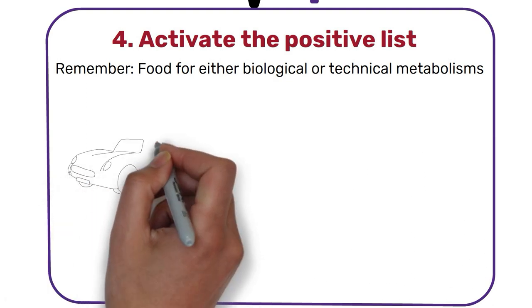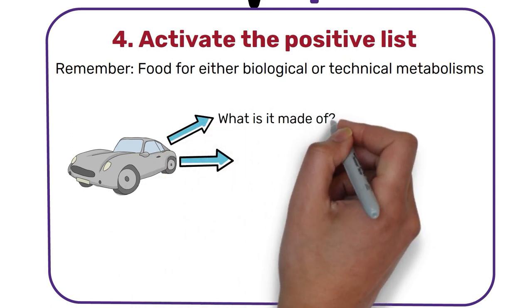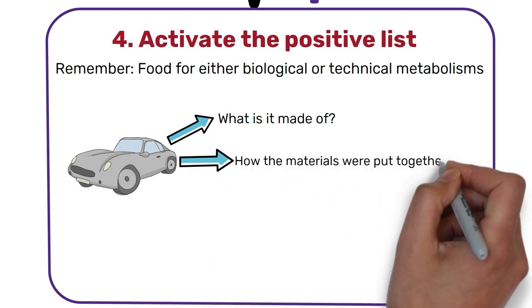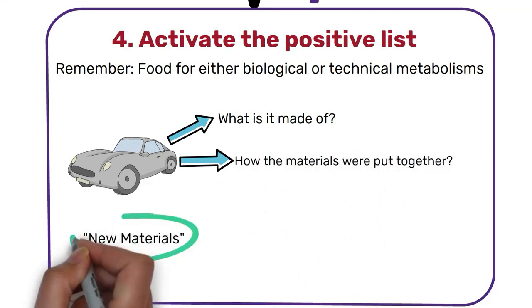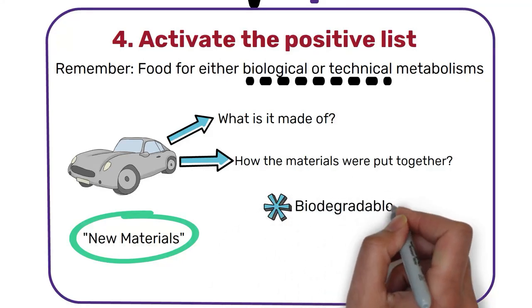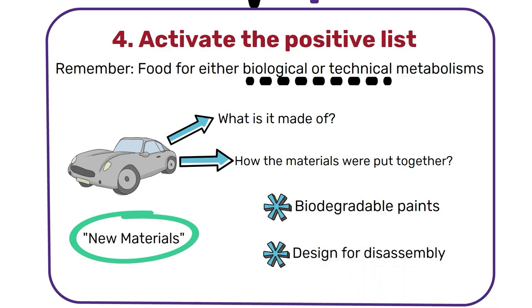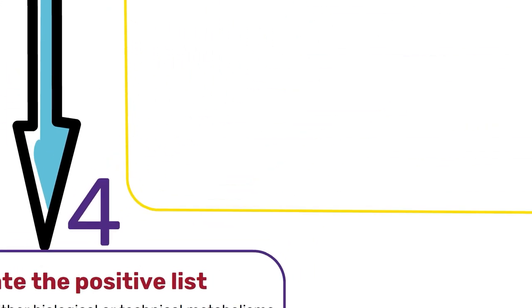For example, if we are working with an automobile manufacturer, at this point, we have learned all that we can about the car as it is. We know what it is made of and how the materials were put together. If we are choosing new materials, for example, for the brake pads or rubber for the tires, we have to think about how they can enter biological and technical cycles safely. We have to use biodegradable paints and design the car for disassembly so that the steel, plastic, and other technical nutrients can once again be available to industry.